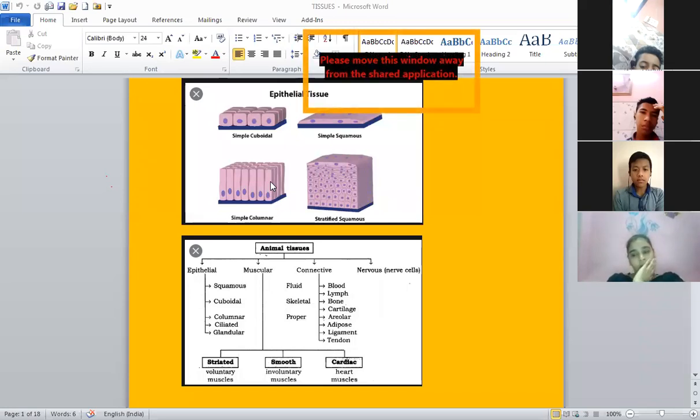Glandular epithelium means they are specialized columnar or cuboidal cells which are capable of secreting substances. Glandular epithelium means they contain glands which are capable of secreting substances. Then comes ciliated epithelium. What is ciliated epithelium?